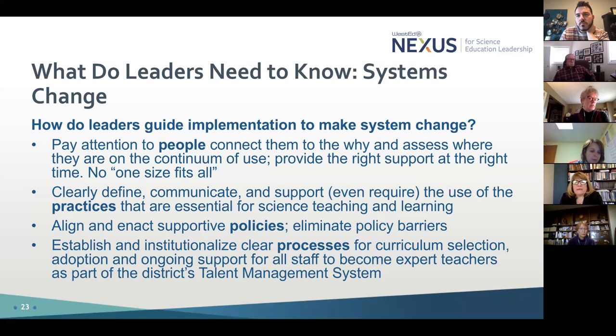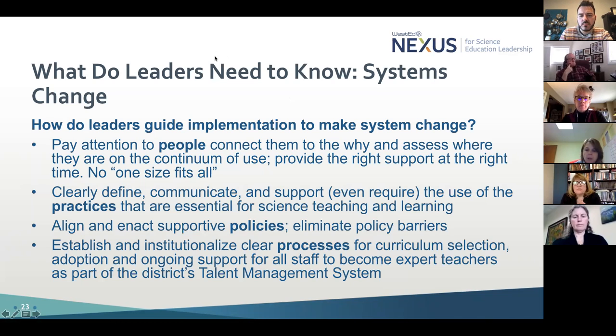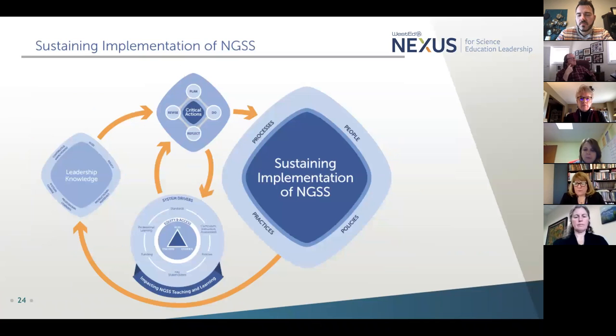And then finally, establishing and really institutionalizing the clear processes within districts for the important actions of curriculum implementation, curriculum selection, development, adoption, and how all of this fits with the district's talent management system, including teacher recruitment, induction, support, etc. So, okay, I think we're going to just wrap up.